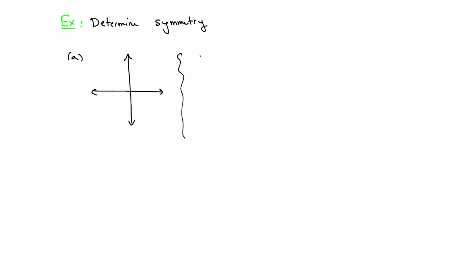Let's go to the next page, and I want you to draw 3 graphs. So, example, determine symmetry. And by determine symmetry, that means determine whether it has x-axis, y-axis, origin symmetry, or some combination of the 3 of them, or even none of them. Part A, and you're just going to draw 3 graphs, and you don't need to worry about scaling at all. Part B, another graph. And part C, another graph.